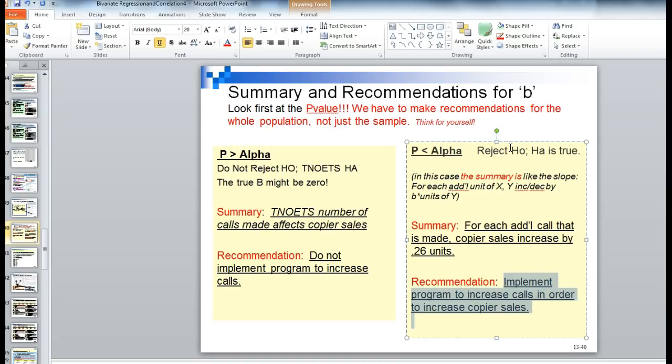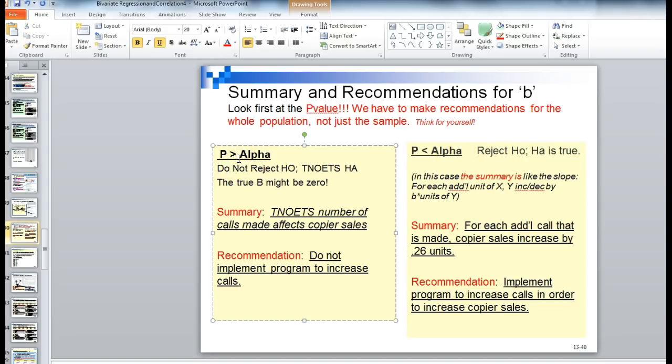So your entire programs change depending upon statistics. Your recommendations, your informed choices are totally different, and it depends upon the p-value. What is happening in that population? Not in this sample, in the population.